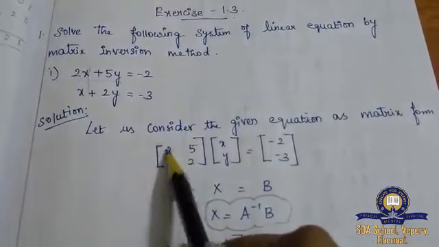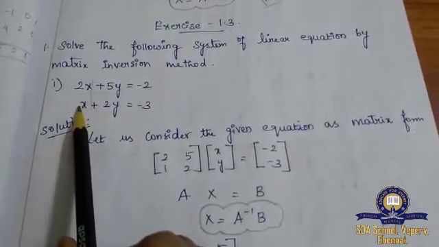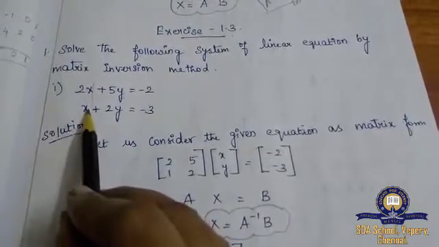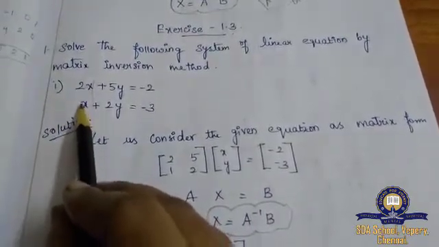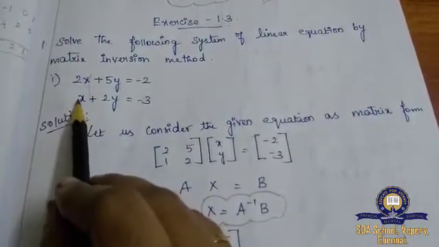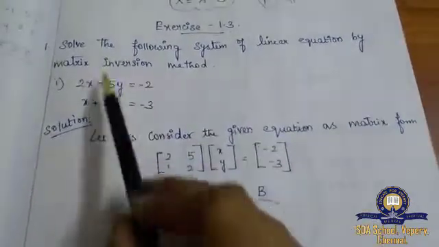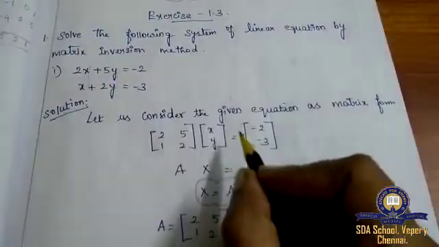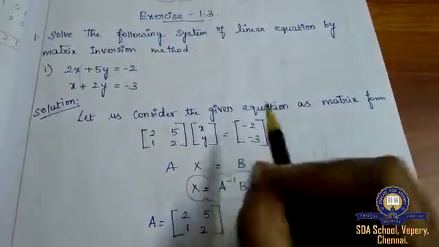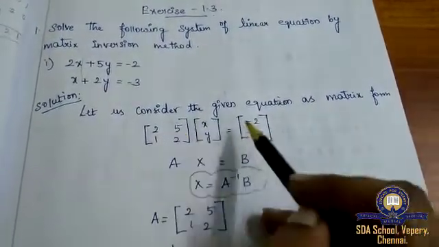Okay, 2, 5, and in the second equation the coefficient of x is 1, so I am taking 1. If there is no number before the variable, you have to consider that as 1. So for x I don't have any coefficient, which means I have 1. So 1, 2, and the variables are x, y, right? Equal to minus 2 and minus 3. See, I've written my equations in matrix format. You are supposed to write like this only.